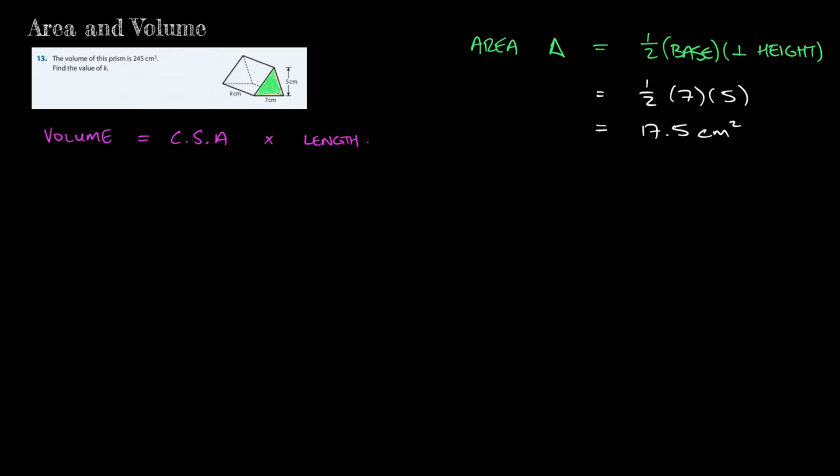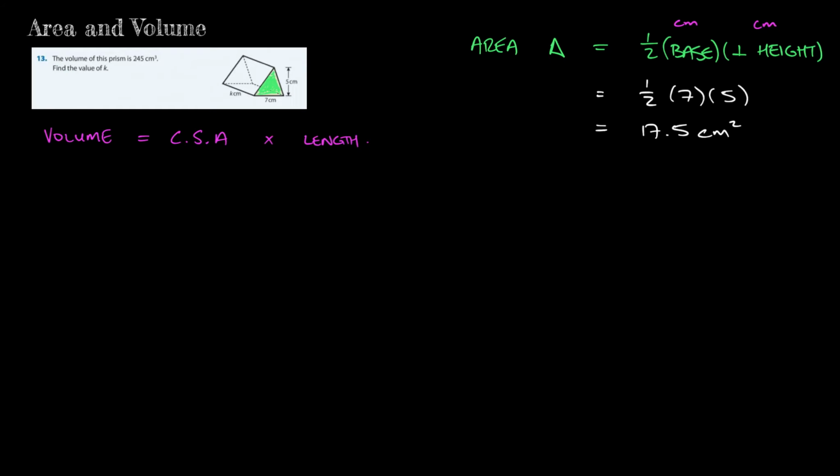Just to be sure where the units come from, the base is a measure of centimeters. The height is a measure of centimeters. So when I multiply centimeters by centimeters, I'll get centimeters squared. Okay, so that brings us back to the actual question that we're doing.